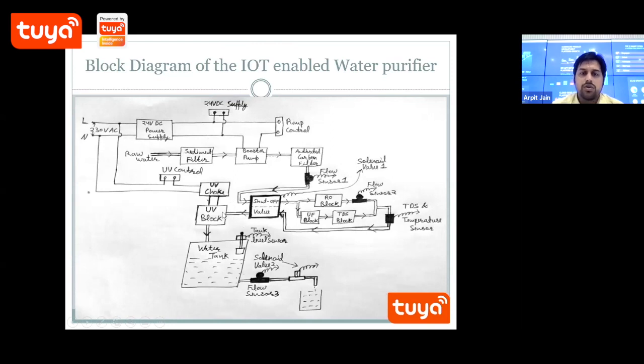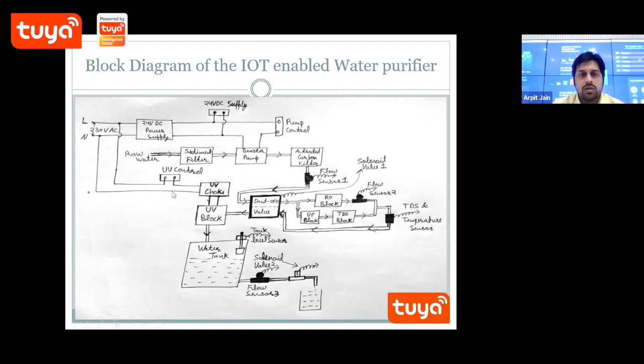Then it goes into the UV block, for removing the viruses and the bacteria. Then this water is finally stored in the tank, and there is a tank level sensor as well, which monitors the tank level. It can be a float type sensor, it can be a wire based sensor, something like this. And there is a solenoid valve at the output to control the flow of the water as well.